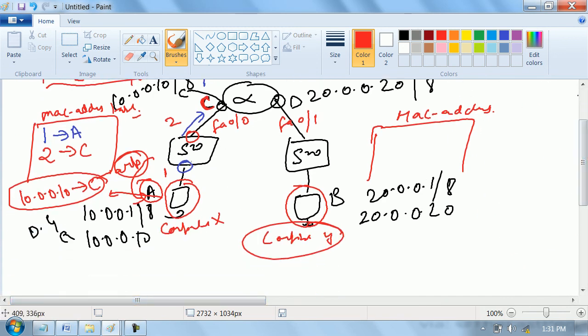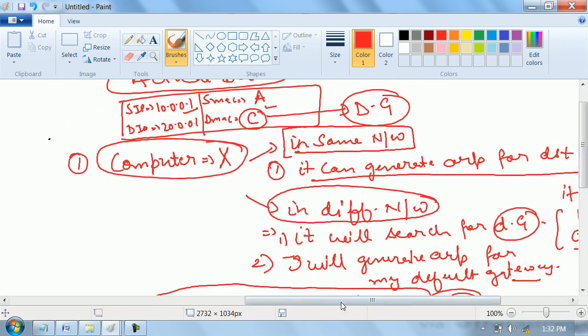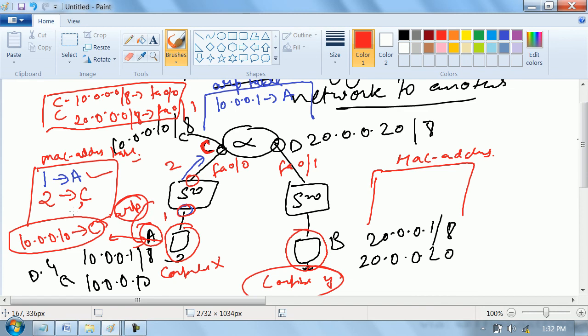It will be received on this interface of the switch. The switch will check: I already have an entry for the source MAC address. This is the entry. Now the switch will check the destination MAC address in the traffic, which is C. The switch will check which interface C is connected to, and forward this information out of which port? Port 2. It will be received on this interface of the router.